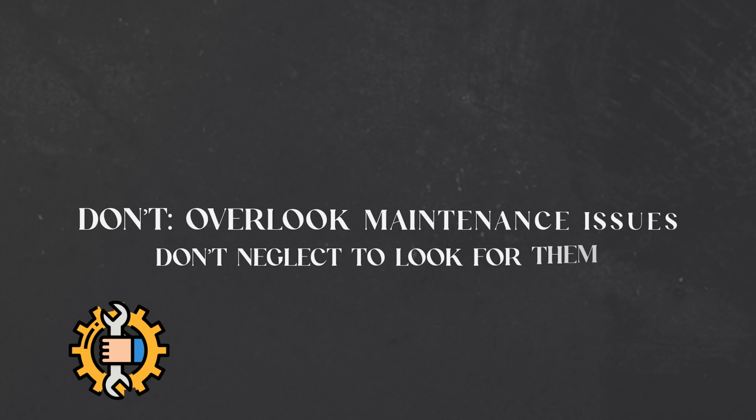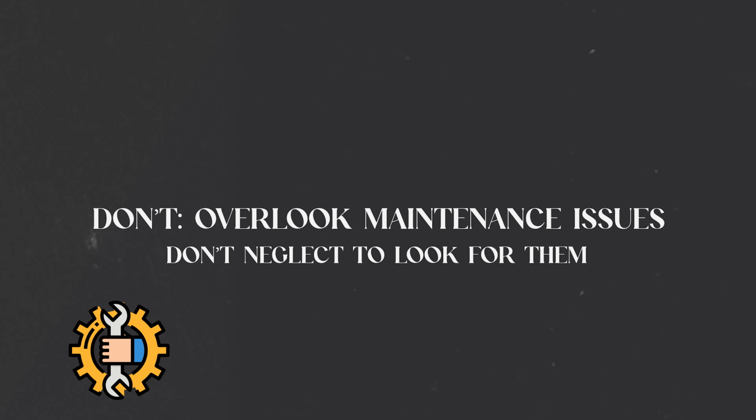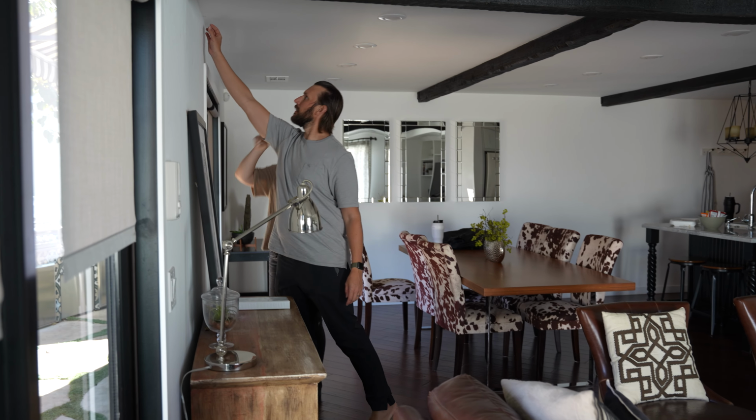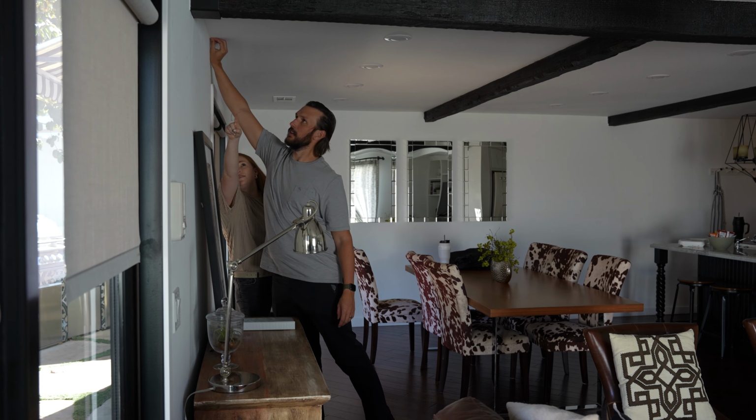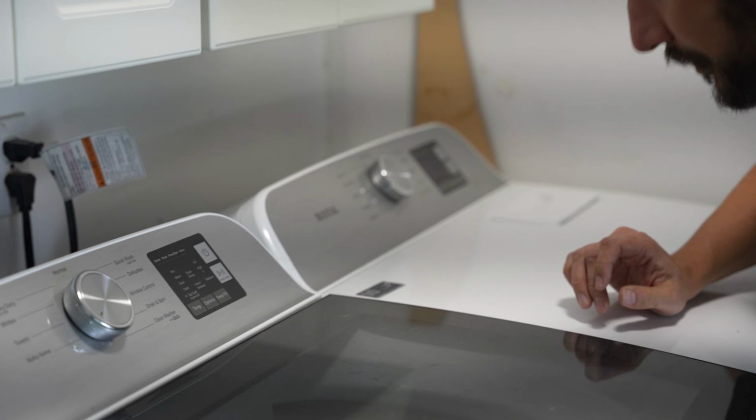And second, don't overlook maintenance issues, even if you're just the designer, and don't neglect to look for them. One of the first things that we do when we take over and get started on a project is do a thorough maintenance inspection. Because we know that we can generally control the timeline of our own work, but if we have to throw in any major home repairs, that can throw off the timeline seriously. Here's just a start of a list.